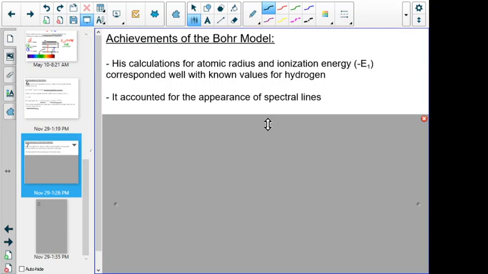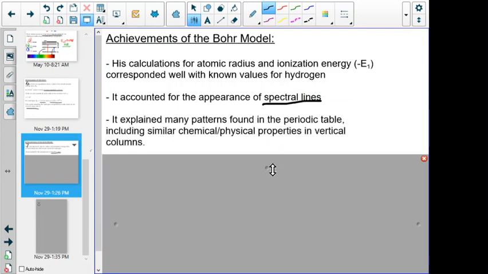It explained spectral lines. And I know you might be thinking, well, Mr. Owen, you just explained that spectral lines were a thing today. Why weren't we complaining about them with Rutherford's model? We were, but it made a lot of sense to just talk about what these things were when they became relevant.